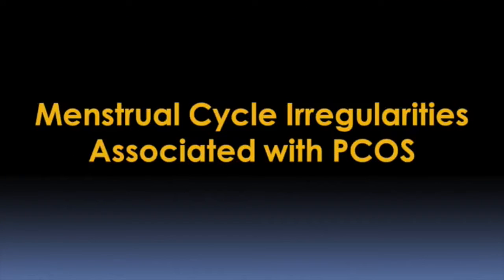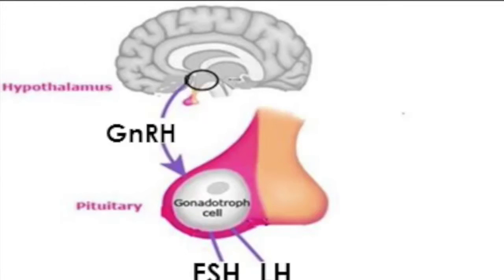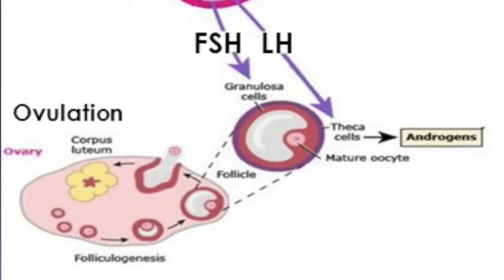In a normal menstrual cycle, the brain makes the hormone GnRH, which is released into a special circulation going to the pituitary gland. The pituitary gland then releases two hormones, FSH and LH, which travel in the bloodstream to the ovary, causing the ovary to produce an egg. The egg will then travel to the uterus, and if fertilized, will stay in the uterus, but if not fertilized, it will be shed, and the woman will have a normal menstrual period.